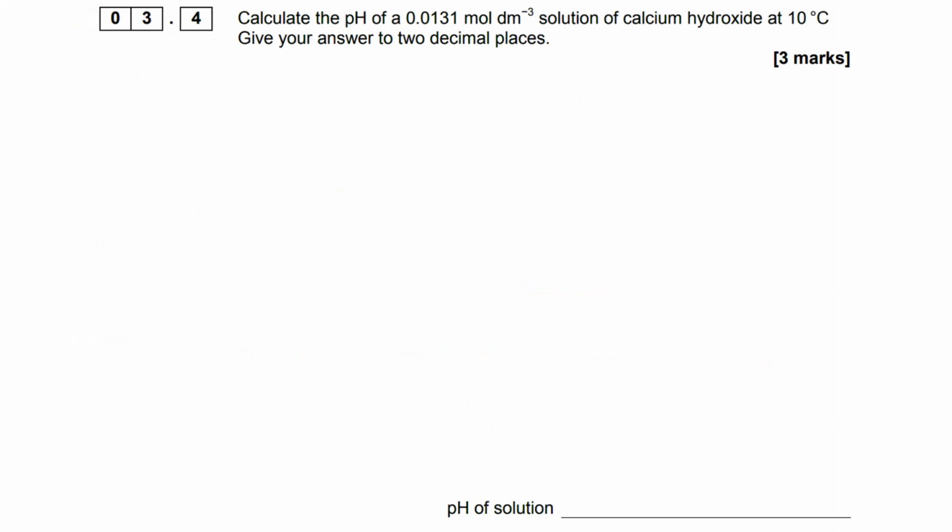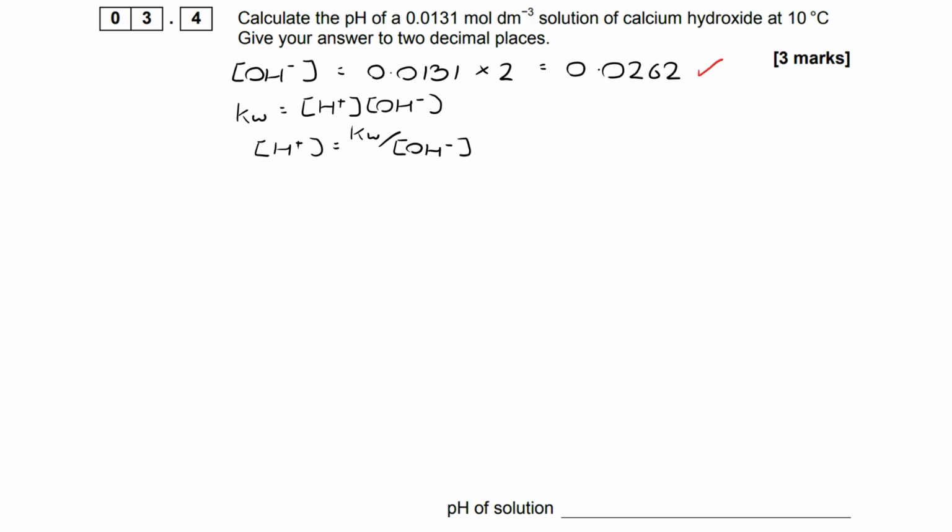If I move on to 3.4, calculating the pH of a base, a strong base. Now this utilises the Kw expression, but in a different way. So from this, I've got to remember quite a number of things actually. I need to work out my OH- concentration. To do that, I've got to realise that calcium hydroxide has the formula Ca(OH)2. And to do that, I've got to remember that calcium has a +2 charge and hydroxide ion has a -1 charge. But if I do that and I work out my 0.0262, I've got my 1 mark, my first of 3.